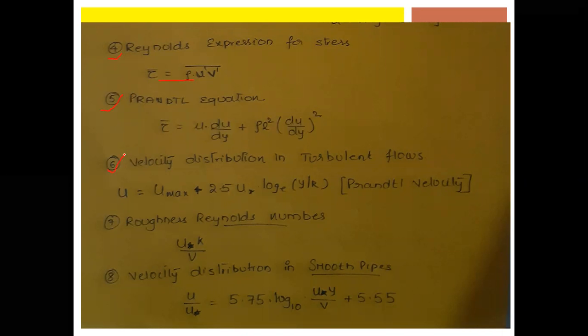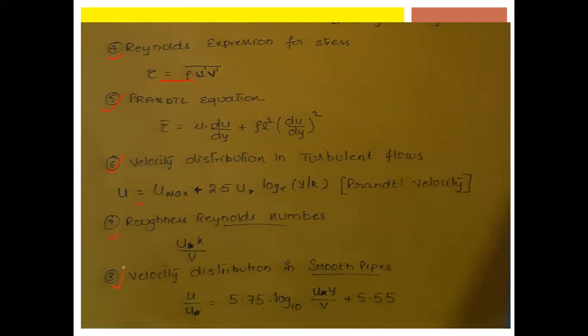How is the velocity distribution in the turbulent flow based upon the Prandtl velocity? Here I am writing the equation directly. I didn't derive the equation because it won't come in the exam, so I am directly giving the formula. U is equal to U max plus 2.5 U star into log e y by R. This is the Prandtl velocity. Next formula, roughness Reynolds number: U star into K divided by nu. That is the roughness Reynolds number.